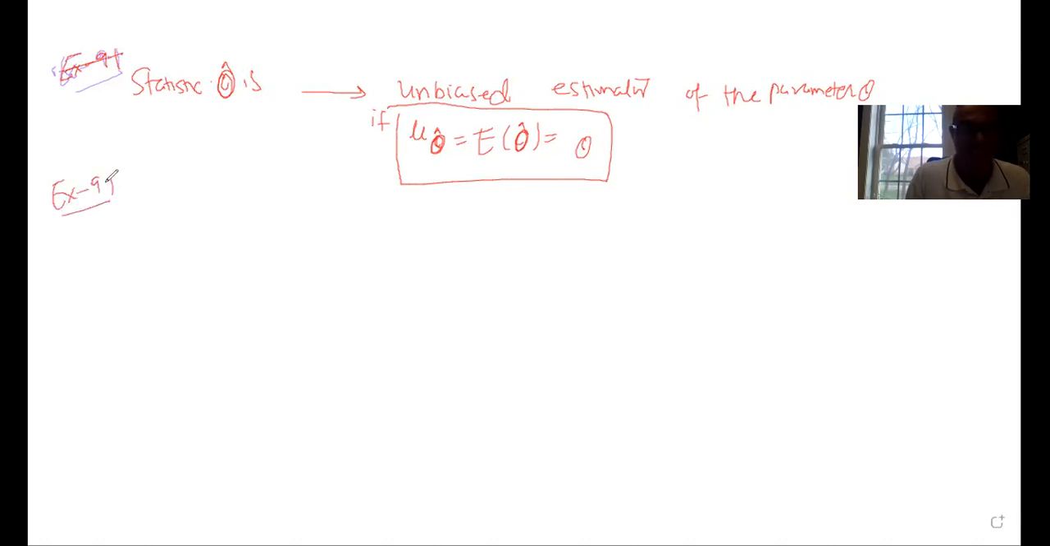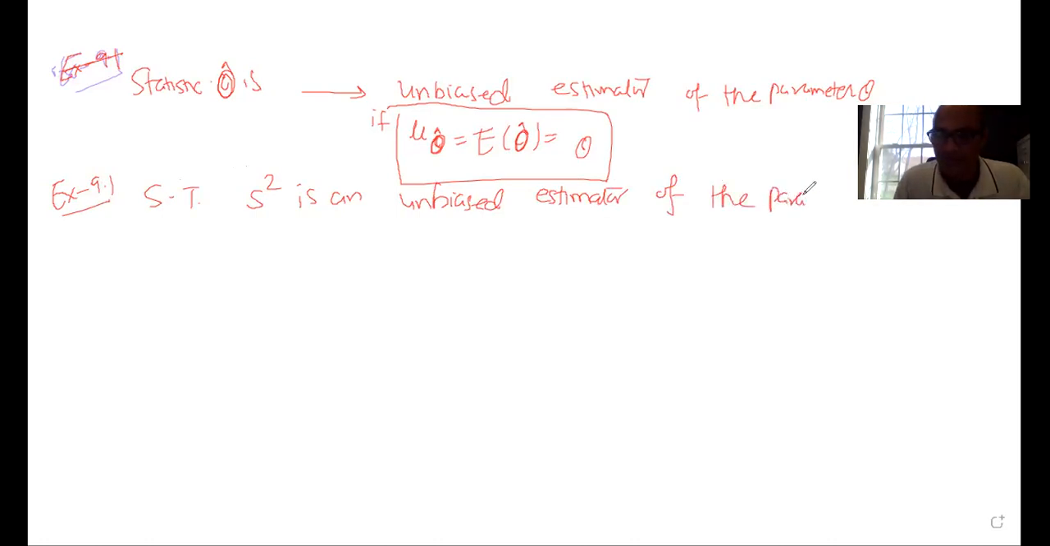Example 9.1 says that S square is an unbiased estimator of the parameter sigma square. Okay, so let me start with this one on page number 244.